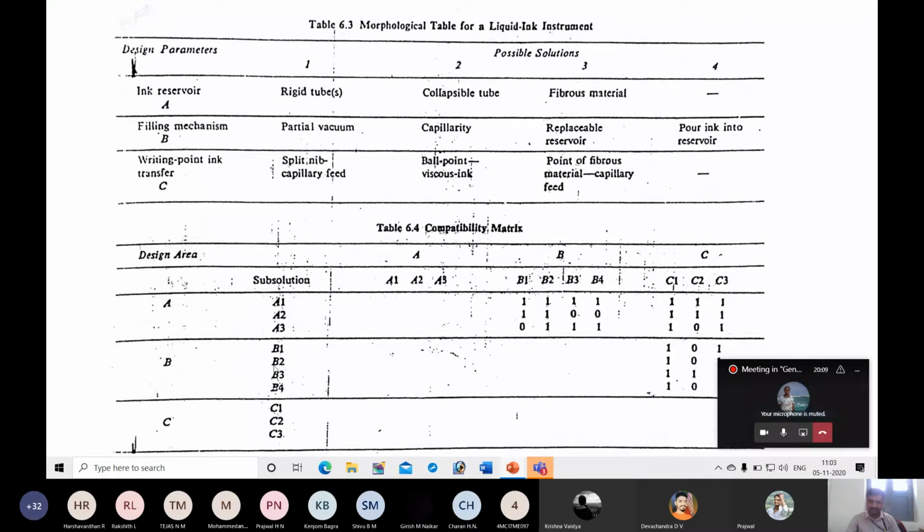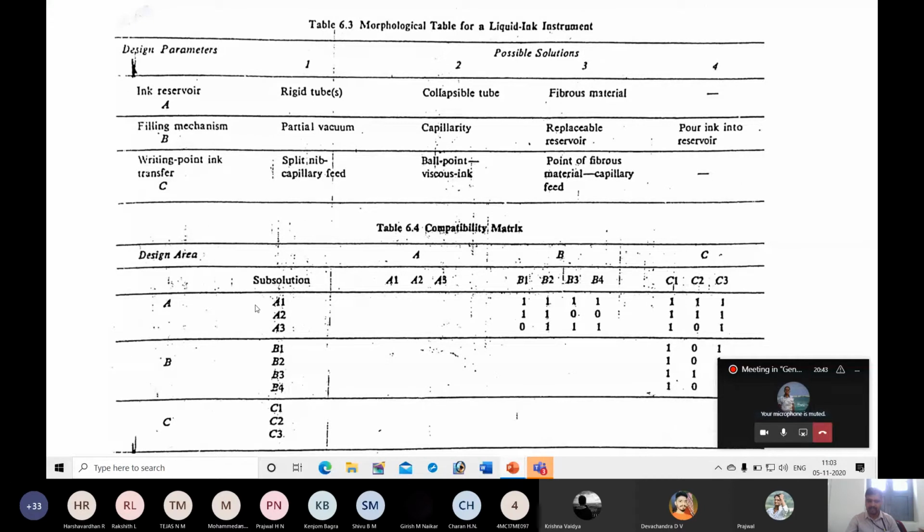Next, similarly B1, B2, B3, B4, and again this is the same design area. So we don't evaluate the same design area. That means we don't evaluate B1 with B2, B1 with B3, B1 with B4, since we are going to choose only one among these four. We don't check the feasibility of the same decision area. Similarly, here also we don't check C with C. That means this column and this column should be left blank.